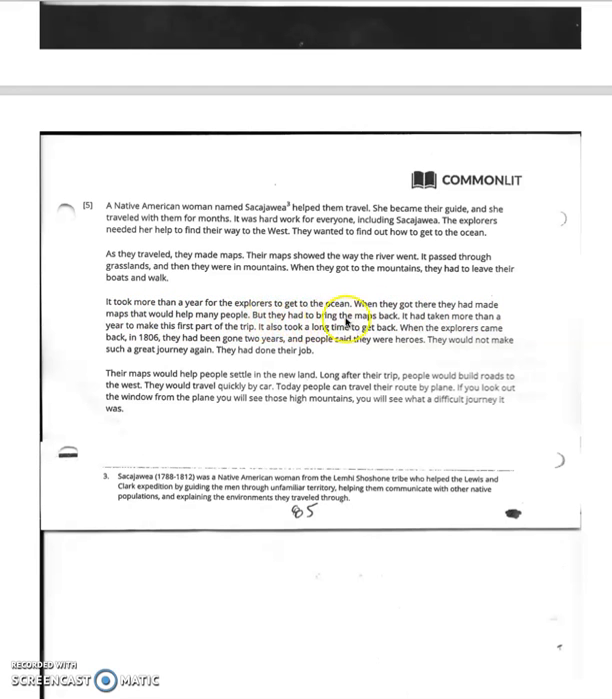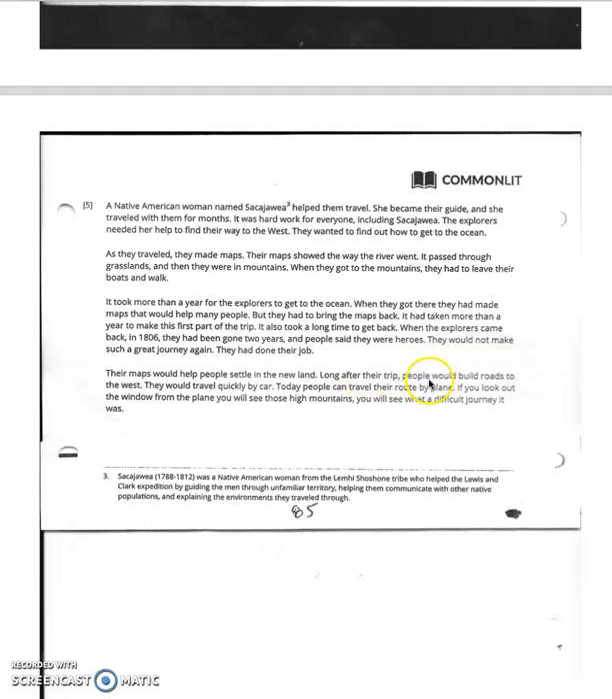But they had to bring the maps back. It had taken more than a year to make this first part of the trip. It also took a long time to get back. When the explorers came back in 1806, they had been gone 2 years, and people said they were heroes. They would not make such a great journey again. They had done their job. Their maps would help people settle in the new land.